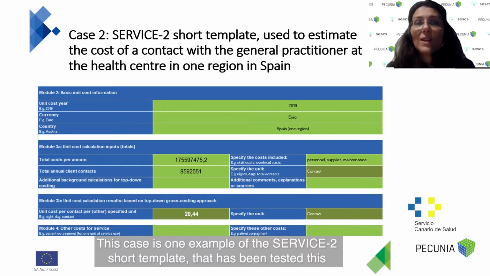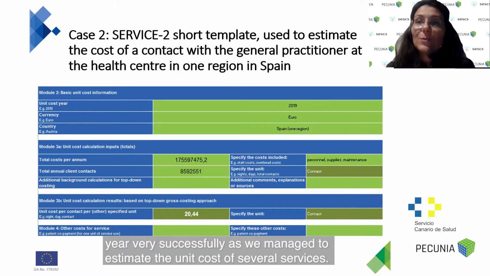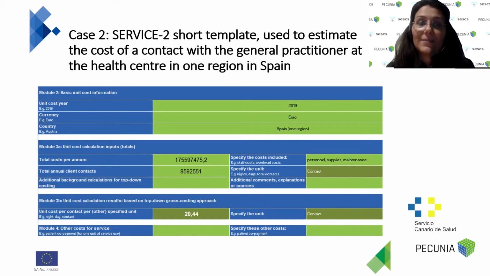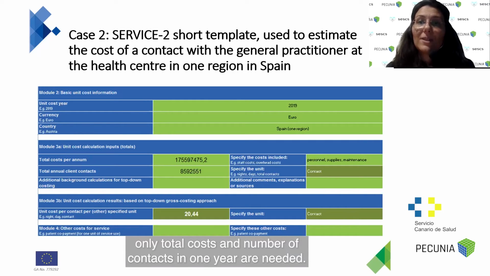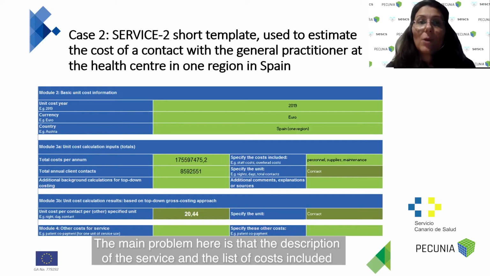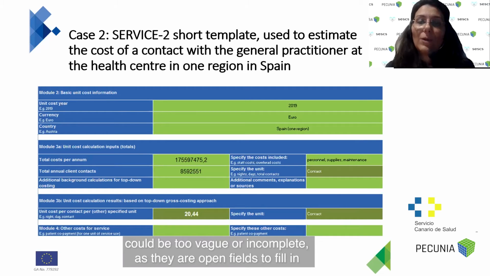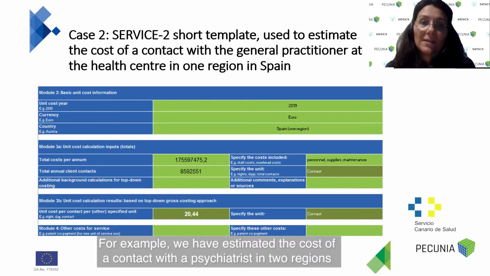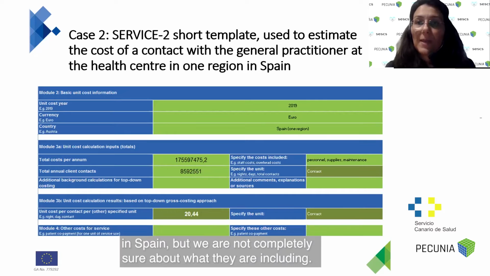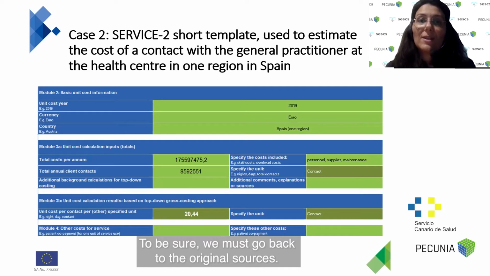This case is one example of the Service 2 short template that has been tested this year very successfully as we managed to estimate the unit cost of several services. You can see that this template is flexible and easy. Only total cost and number of contacts in 1 year are needed. The main problem here is that the description of the service and the list of costs included could be too vague or incomplete, as they are open fields to fill in, and this could make difficult the comparison across countries or regions. For example, we have estimated the cost of a contact with a psychiatrist in 2 regions in Spain, but we are not completely sure about what they are including. To be sure, we must go back to the regional sources.